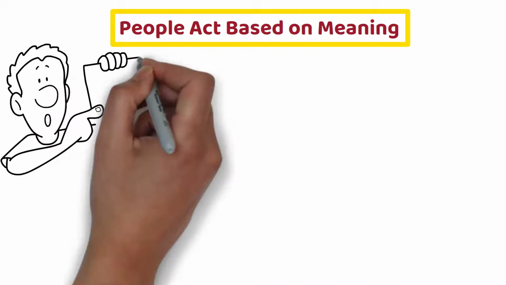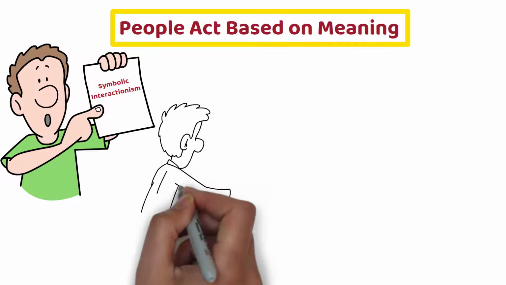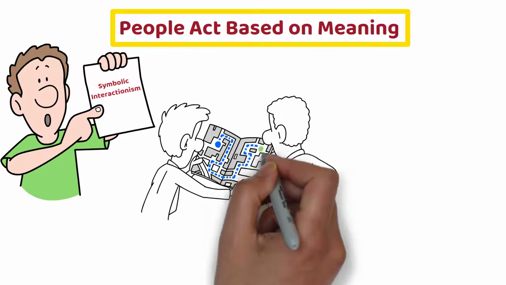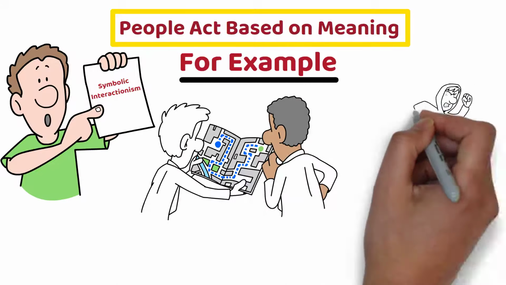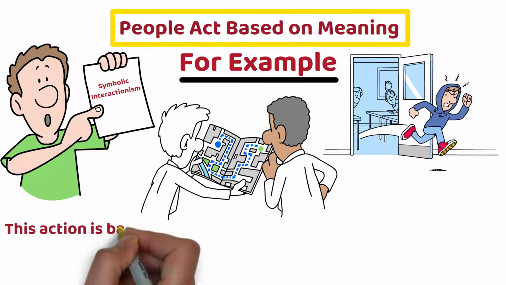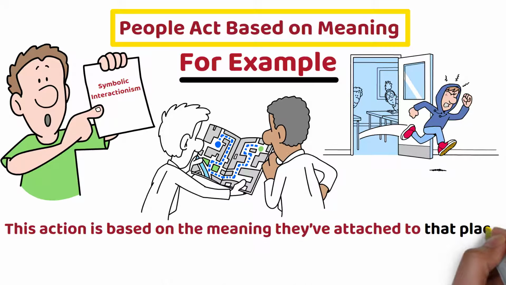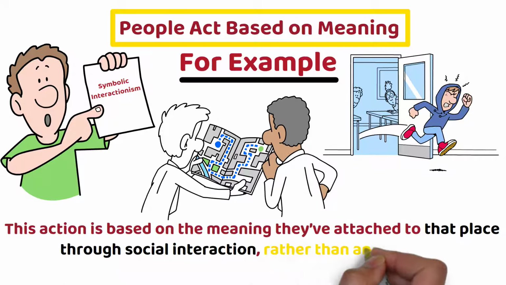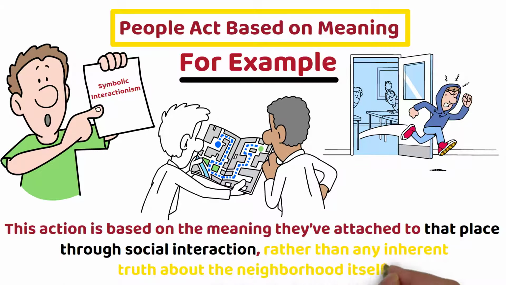3. People act based on meaning. One of the key assumptions of symbolic interactionism is that people act toward things based on the meanings they have for them. For example, someone might avoid a particular neighborhood because they perceive it as dangerous. This action is based on the meaning they've attached to that place through social interaction rather than any inherent truth about the neighborhood itself.